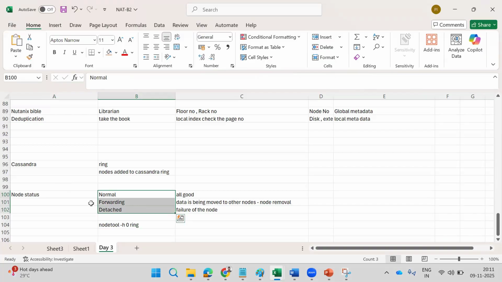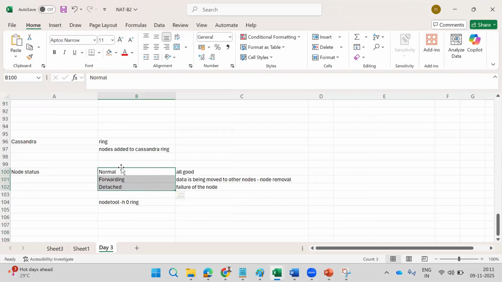Like I said, there are 3 Zookeeper nodes, and 5 nodes for RF3. If I want to see the ring status of all the nodes, then you run this command and we will get the status of the Cassandra ring. It can be normal, forwarding, or detached. You may need to run this on the administration side. Sometimes we see this, and you may need to run this command to double check the Cassandra node status.